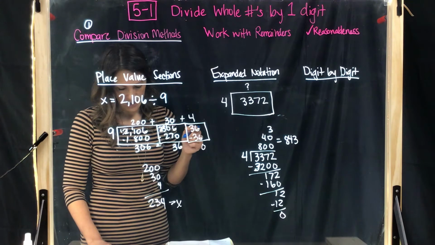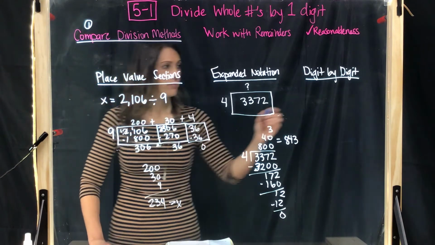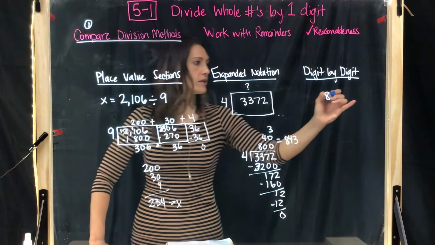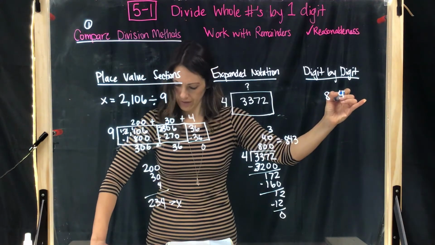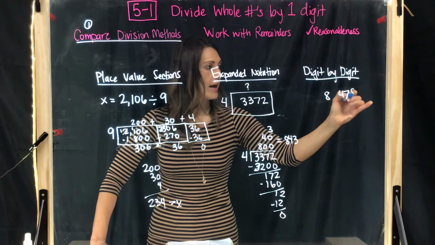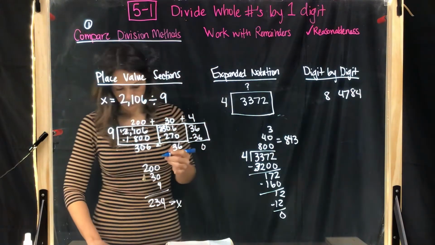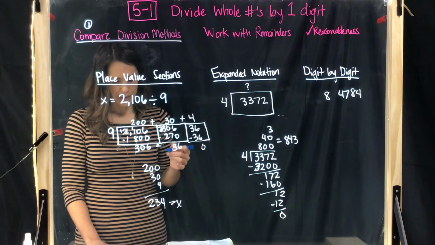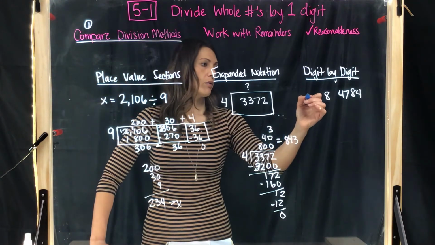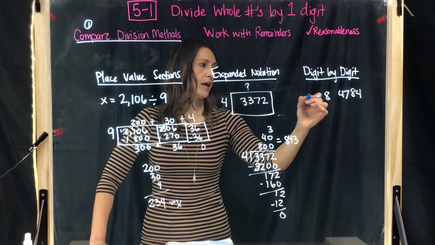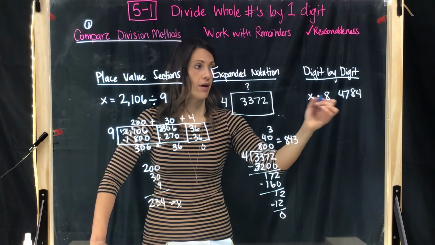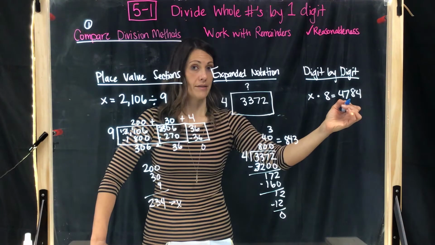If Olivia has $8 and her mother has $4,784, they want to know the amount Olivia's mother has is how many times. So we're going to multiply this number, 8, what Olivia has, by some number is going to equal what her mom has, okay?